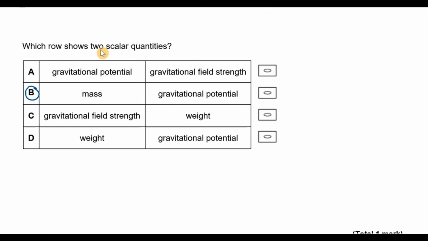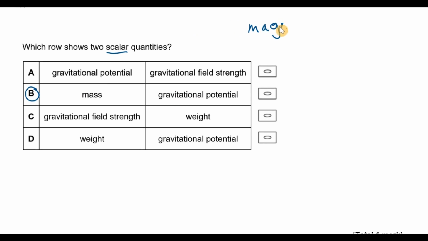Which two rows show two scalar quantities? So scalar quantities have a magnitude, or a size, but they don't have a direction. They have magnitude, but no direction. So let's have a look at this.